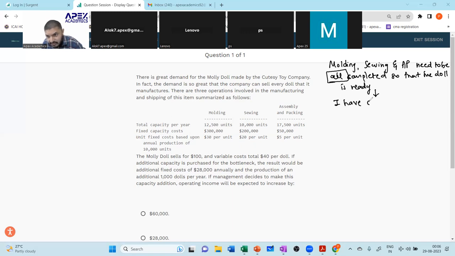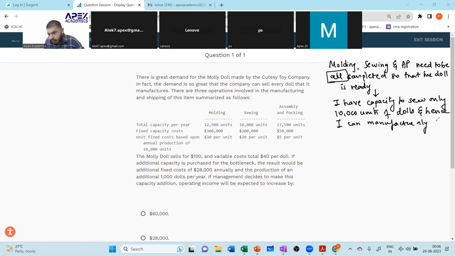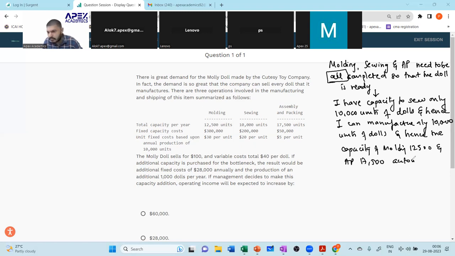I have capacity to sew only 10,000 units of dolls, and hence I can manufacture only 10,000 units of dolls, and hence the capacity of molding, 12,500, and assembly packing, 17,500, automatically is used only up to 10,000 units.